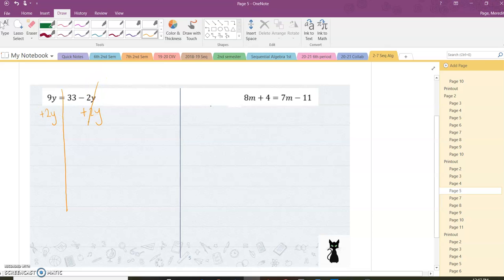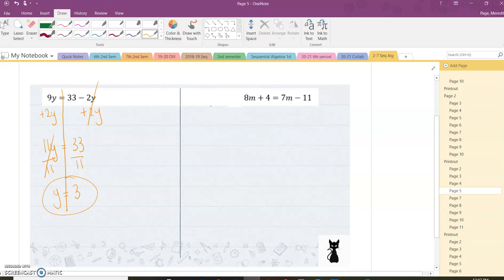The 2y's cancel. 9y plus 2y is 11y. And then I brought down that 33. Now what I have left is 11 times y equals 33. So the opposite of multiplication is division. So in order to get y by itself, I need to divide both sides by 11. Cross out the 11's, y is equal to 3. 33 divided by 11 is 3. Circle it, you are done.